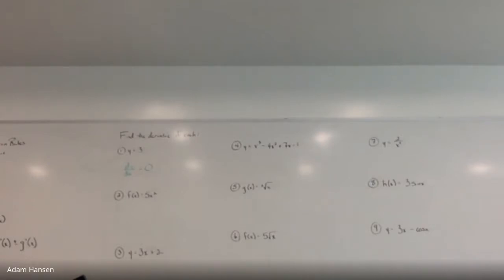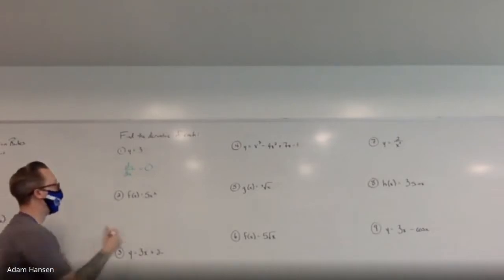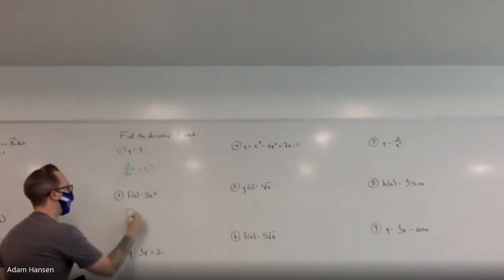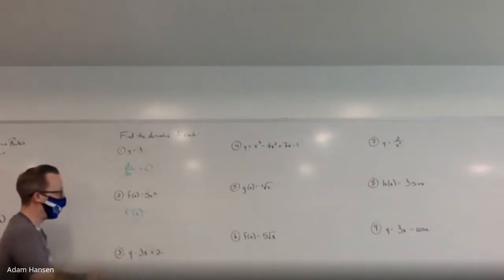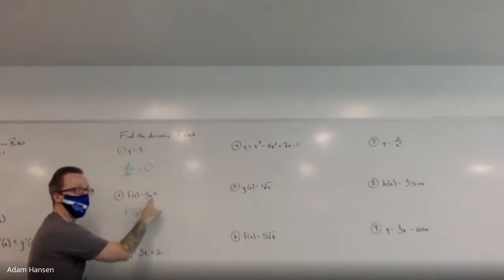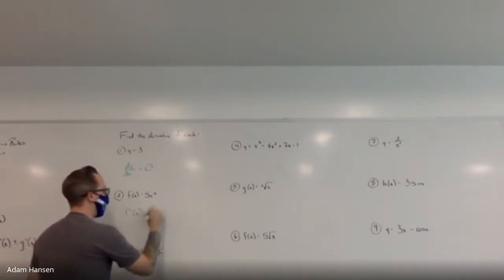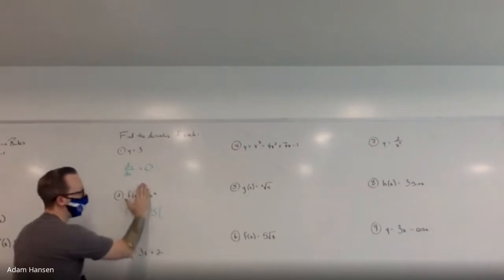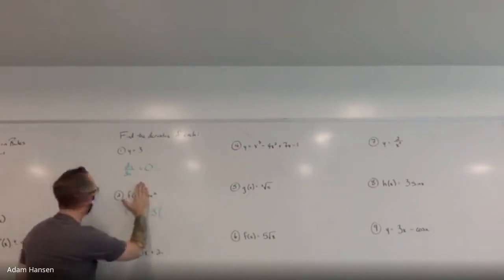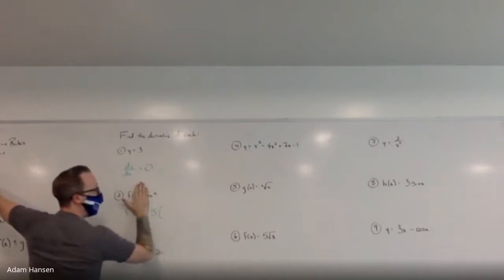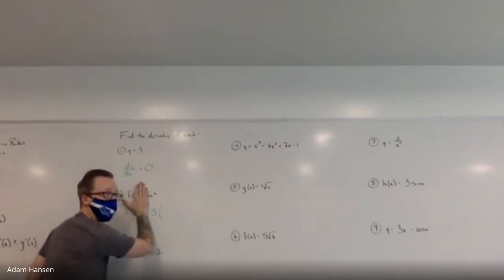Number 2, f of x is equal to 5x squared. What is the derivative of 5x squared? Well, think of that as a constant of 5 times another function x squared. Let's apply the constant multiple rule. The derivative of a constant times a function is that same original constant times the derivative of the given function. So I'm going to carry through the 5 and then multiply that with the derivative of x squared. Use the power rule to take the derivative of x squared. 2x to the first, or just 2x.